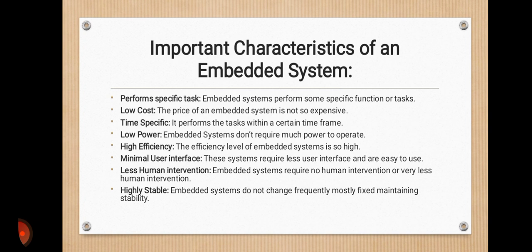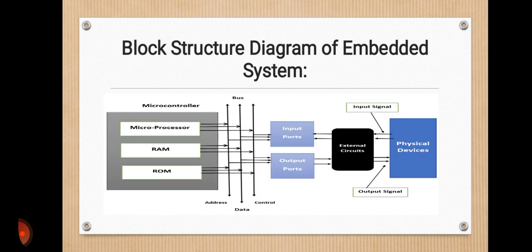The important characteristics of an embedded system are: first, a performance specific task, next low cost, third time specific, then low power, high efficiency, minimal user interface and less human intervention, and the last one is highly stable. This is a block structure diagram of an embedded system.